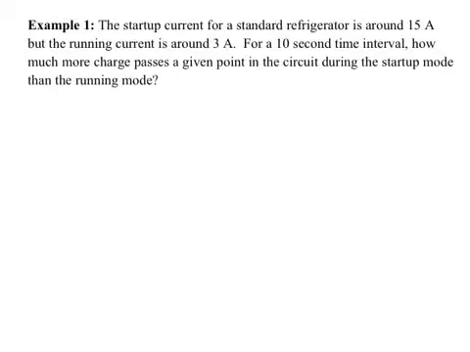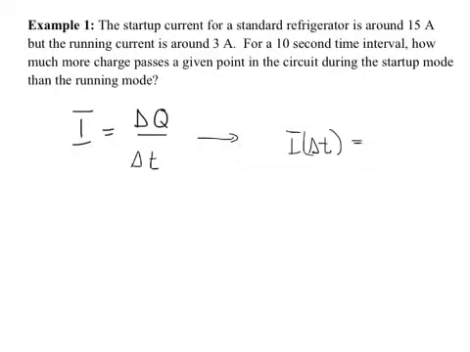Well, I can think to myself here, I've got a value of I for the starting point, and I've got a value of I for the running current. So I could start by writing the fact that I know my formula is I equals the change in Q over the given time period. So since we're looking for Q here, we're going to have I times delta T equals delta Q.